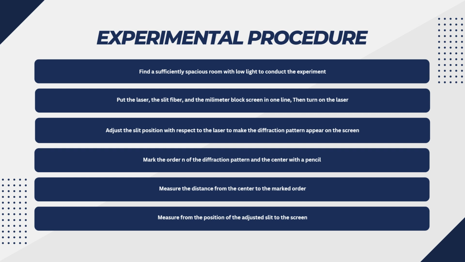Next is the procedure. We did quite a few steps for our experiment. First, we need to find a sufficiently spacious room with low light, and then set up the experiment by putting in the laser, the slit fiber, and the millimeter block, and turn on the laser. Then we adjust the slit position to create the diffraction pattern on the screen as clearly as possible. Then we mark the order n of the diffraction pattern and the center with a pencil, measure the distance from the center to the marked order, and measure the distance from the adjusted slit to the screen.